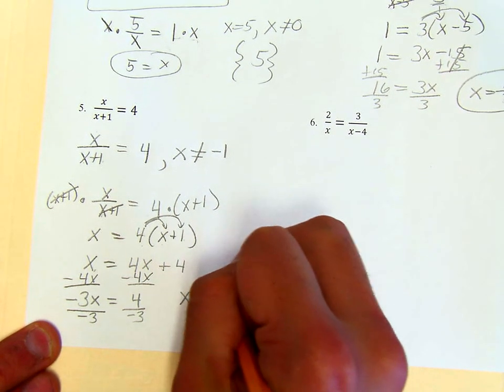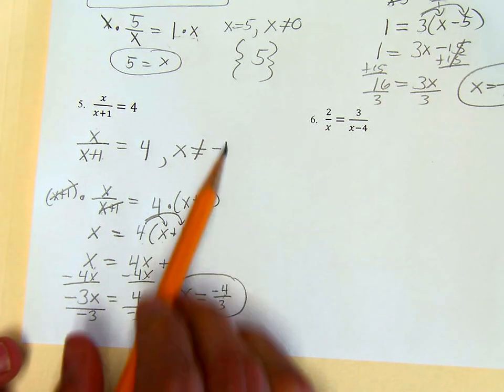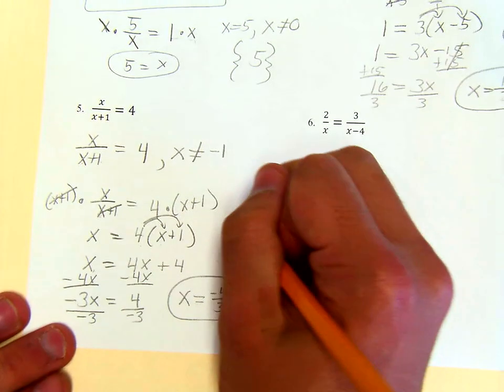And since negative 4 over 3 is not equal to negative 1, we know that our solution set can be negative 4 divided by 3.